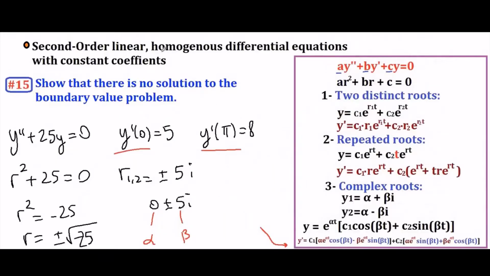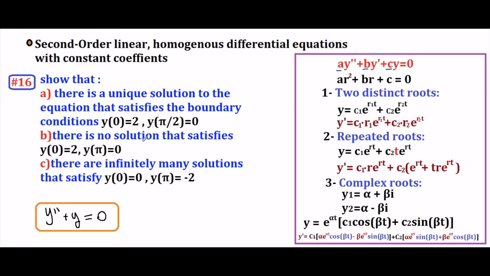Let's check another problem. Problem number 16. Here we're going to show that there is a unique solution to the equation that satisfies the boundary conditions y of 0 equals 2 and y of pi over 2 equals 0. We're going to show that there is no solution that satisfies y of 0 equals 2 and y of pi equals 0. And we're going to show that there are infinitely many solutions to the given initial conditions.